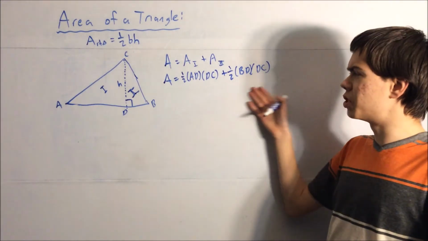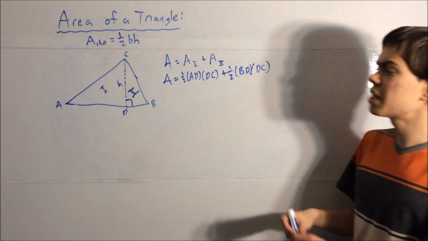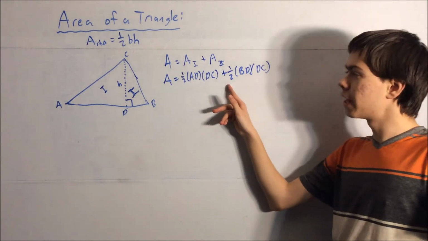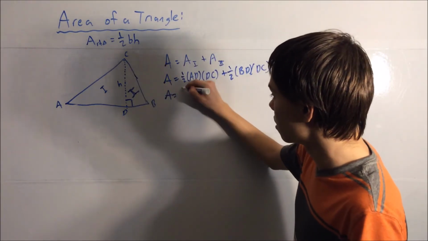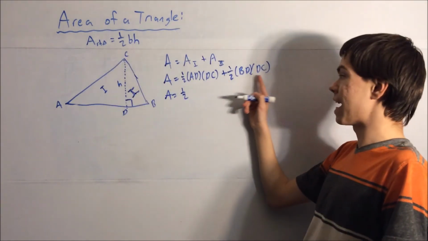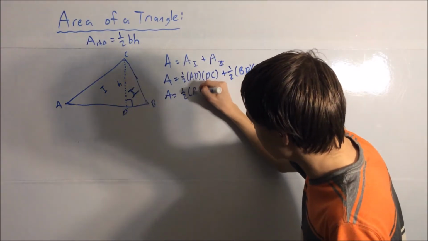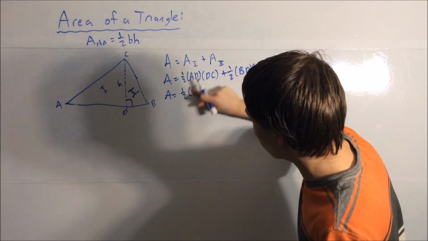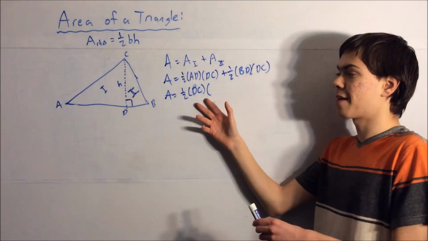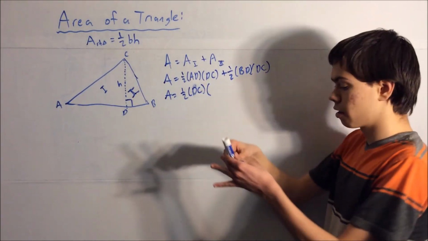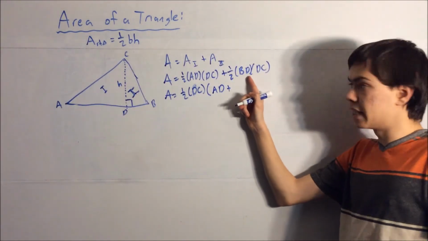What do you notice? What can we do with this? Is this our final answer, or is there something we can do with this? Notice how we can factor out 1/2, and we can also factor out DC. And that's a very cool, really important thing to realize. So we're going to factor out 1/2 and DC, because it occurs in both of these terms. So 1/2 times DC. Remember, if I'm pulling out a 1/2 DC, I'm left with AD right there, plus BD, right?